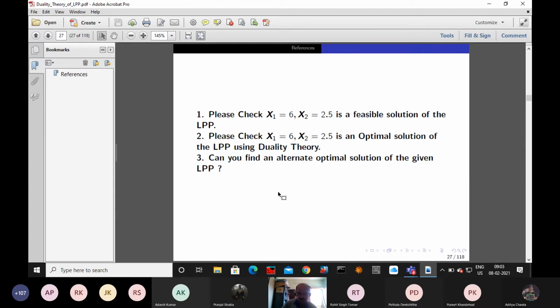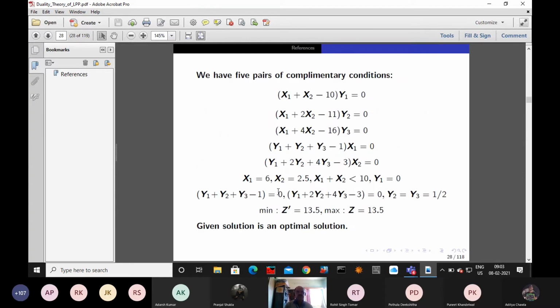Okay. So like this, we have 5 pairs of complementary conditions. x1 plus x2 minus 10 into y1 equal to 0. Do you accept this?